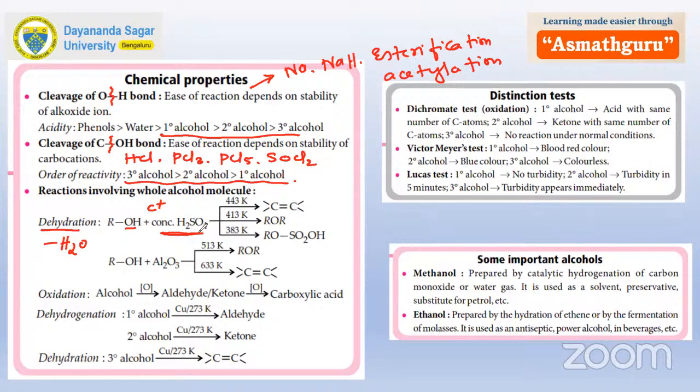When the alcohol undergoes dehydration, it can form three kinds of product. At 443 K, it can form alkene. At 413 K, it can form ether. At 383 K, it can form alkyl hydrogen sulfate. Very, very important.